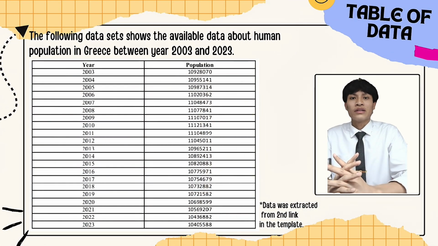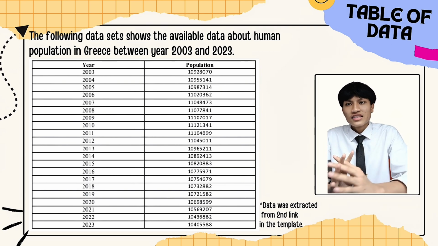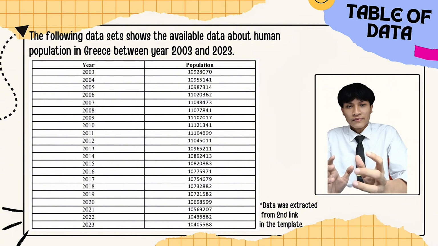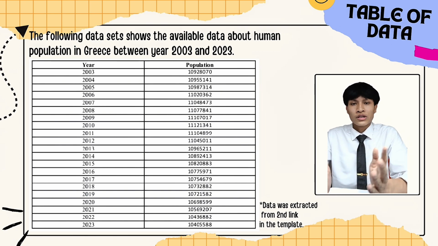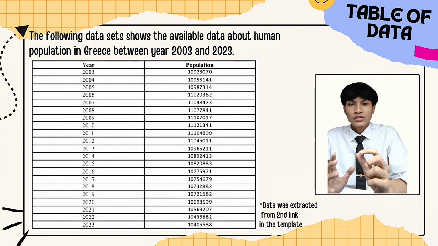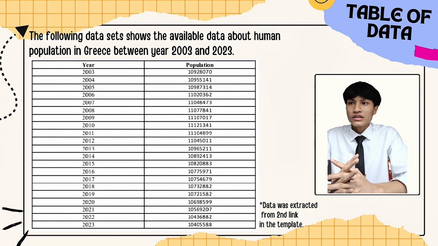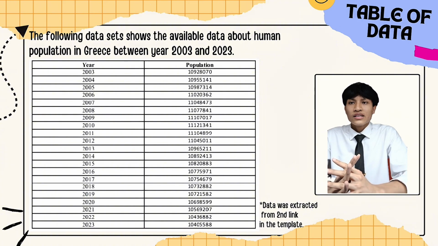Moving to the next part, the table of data. The following data set shows the available data about human population increase between the years 2003 until 2023. This data was extracted from the second link in the table, which is data.worldbank, that can be accessed through Google Chrome or other browser apps. So we take 20 years between 2003 until 2023. From the table, you can see from 2003 until 2010 there is an increase in population, but from 2011 until 2023 there is a decrease in population.